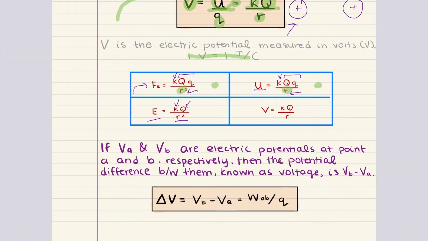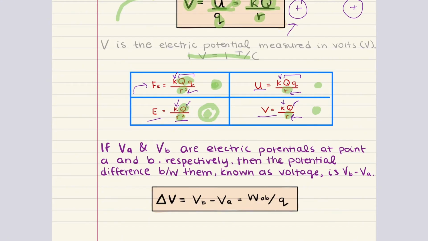Notice that the difference between electric force and the electric field strength is in the numerator. For electric force, it depends on the magnitudes of the two charges, but for electric field strength, it just depends on the source charge. Finally, we just talked about electric potential. It's equal to Coulomb's constant multiplied by the magnitude of the source charge divided by R. Notice that the difference between electric field strength and electric potential is in the denominator, R squared versus R.